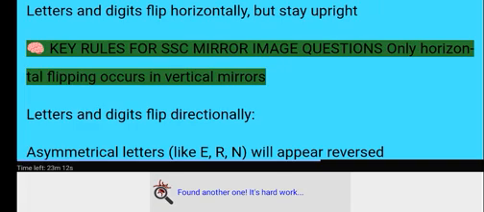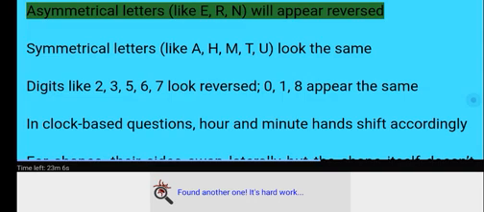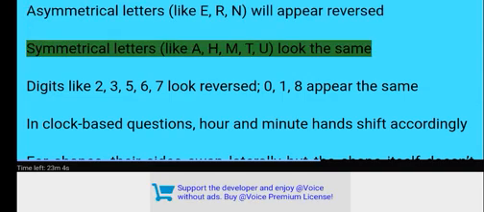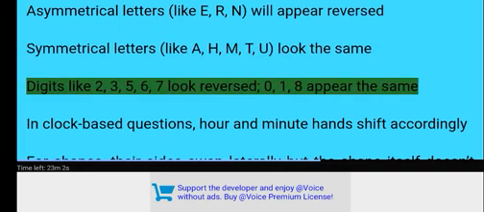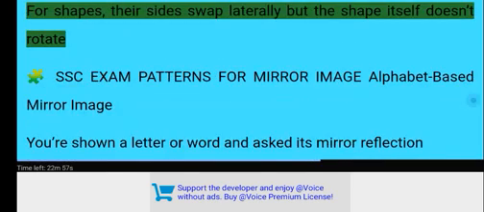Key rules for SSC mirror image questions. Only horizontal flipping occurs in vertical mirrors. Letters and digits flip directionally. Asymmetrical letters like E, R, N will appear reversed. Symmetrical letters like A, H, M, T, U look the same. Digits like 2, 3, 5, 6, 7 look reversed. 0, 1, 8 appear the same. In clock-based questions, hour and minute hands shift accordingly. For shapes, their sides swap laterally, but the shape itself doesn't rotate.